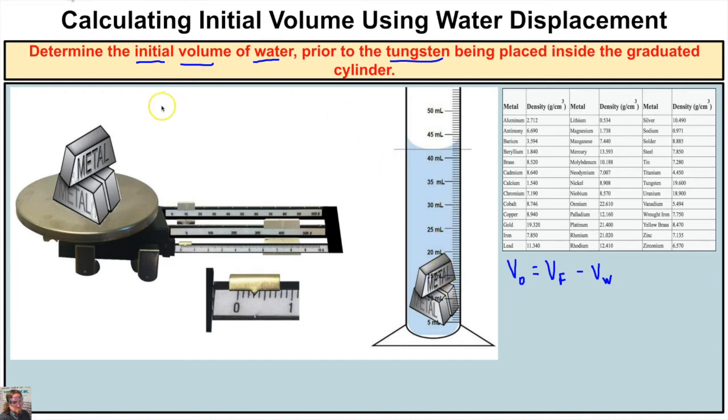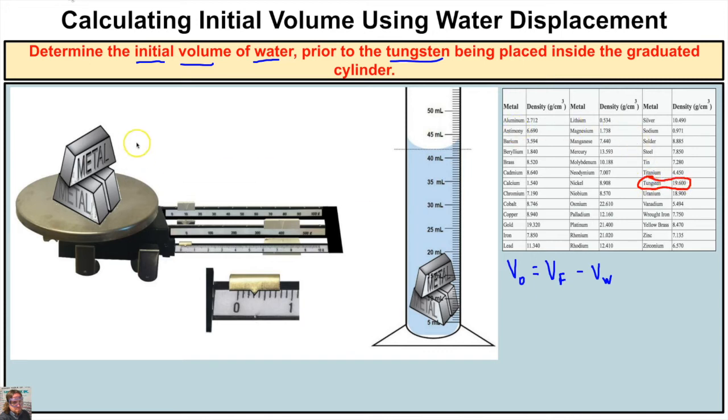And so if we take a look here, we have a triple beam balance with our tungsten that has been placed on it, and we can figure out the measurement of mass using the triple beam balance. And so we also have a table of density values, and if we take a look close, we can see that the density of tungsten is right here. It's 19.600 grams per cubic centimeter.